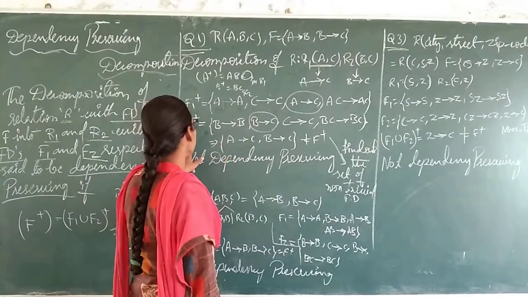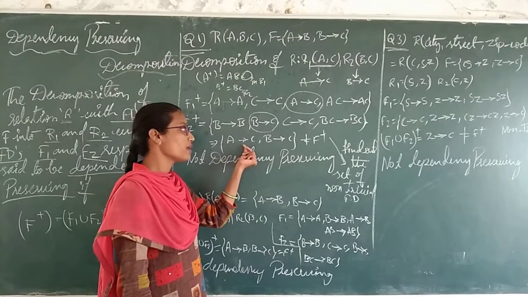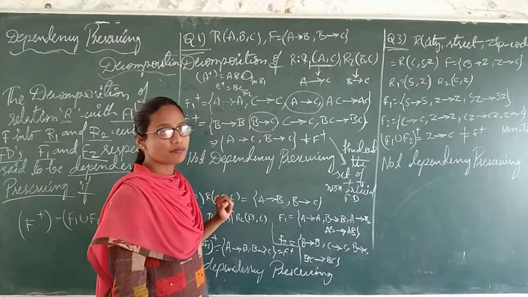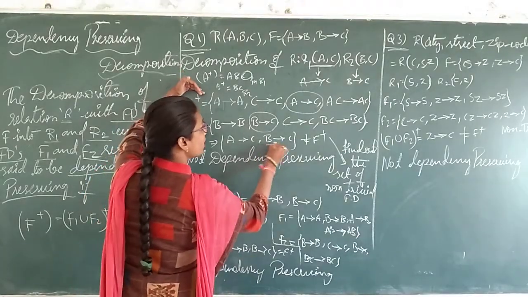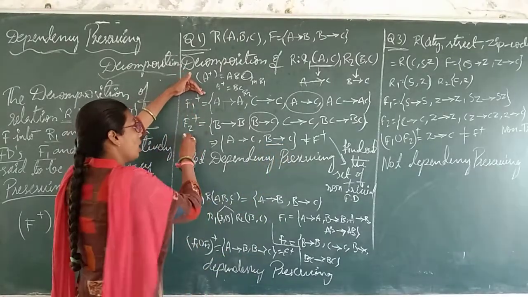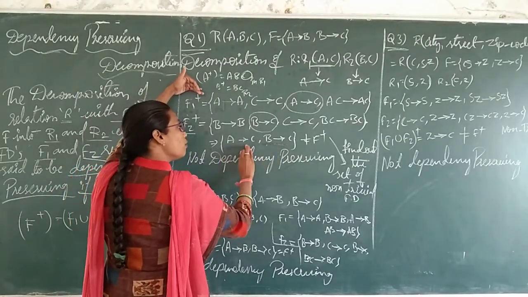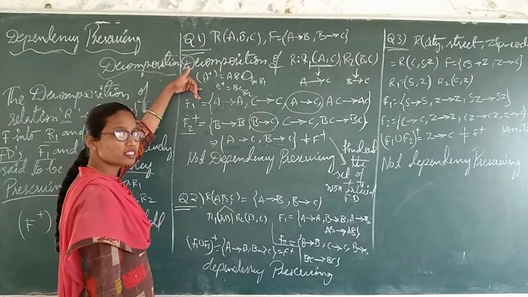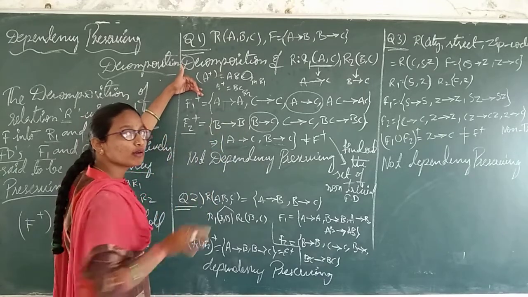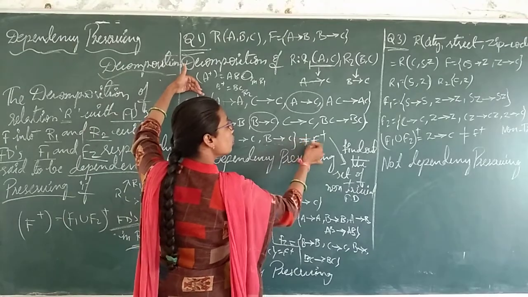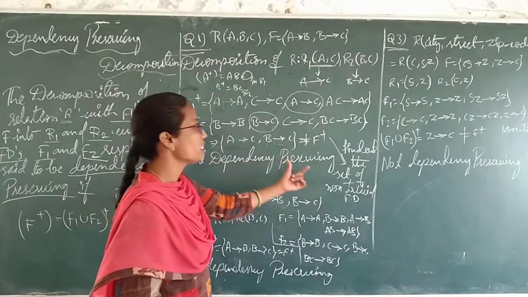Now the F1 union F2 closure, the set of attributes: A determines C and B determines C. B determines C is in F1 closure. In F2 closure we have A determines C. These two are individually non-trivial functional dependencies, but these two are not in F1 union F2 closure. So it is not equal to F closure, not dependency preserving.